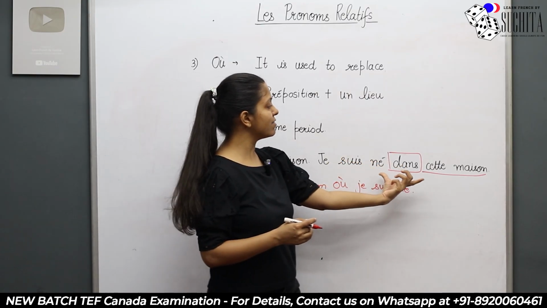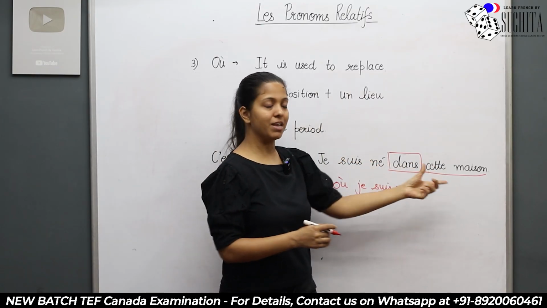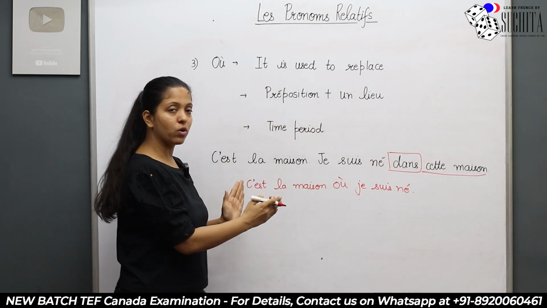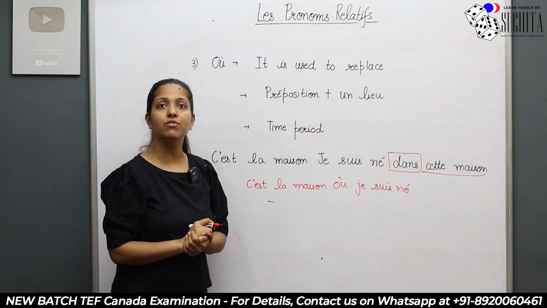So whenever you want to replace preposition plus place, this combination, and you want to join the two sentences, you will use the pronom relatif où.